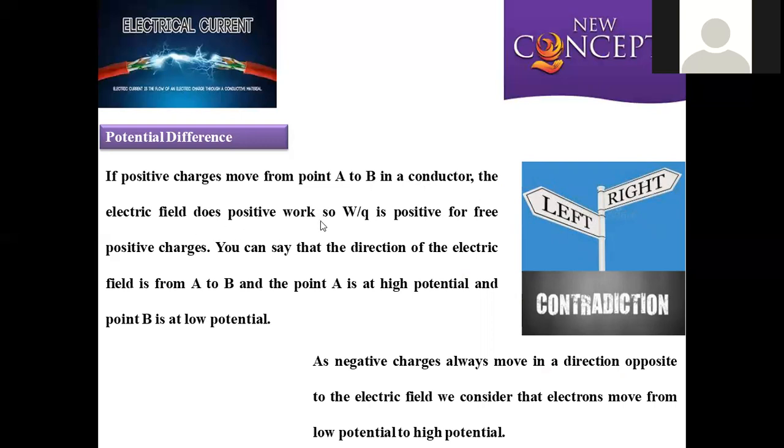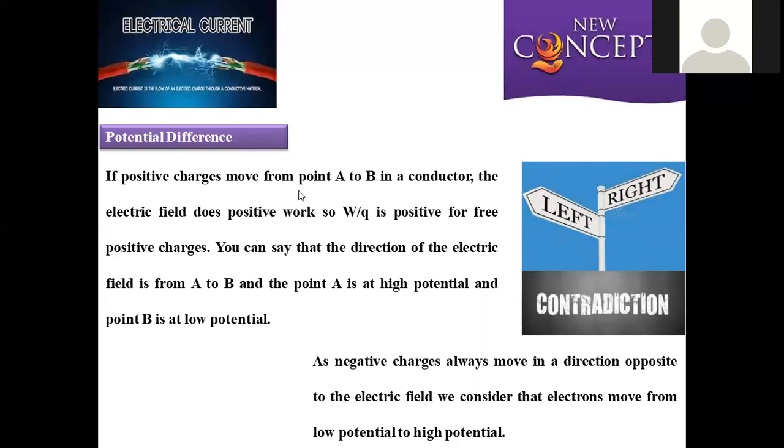The electric field does positive work. So the work done by the electric field is denoted by W by Q, where W means the work done and Q is the unit charge, where we are operating this electric field as positive. When W by Q is positive, positive charges are moving from point A to B in the conductor.